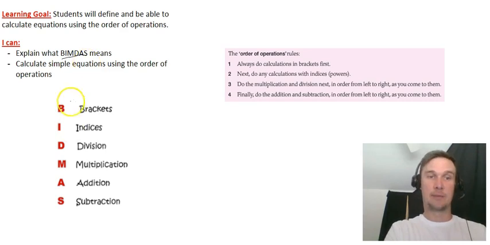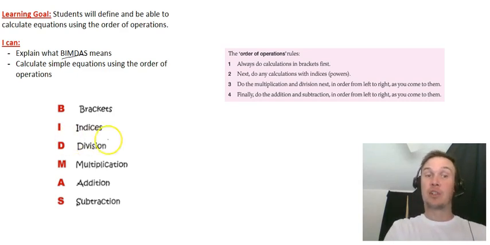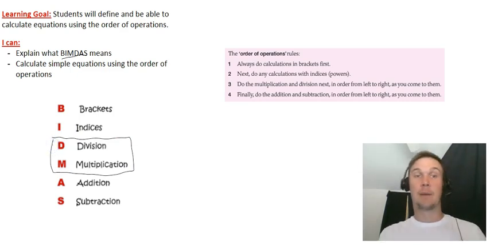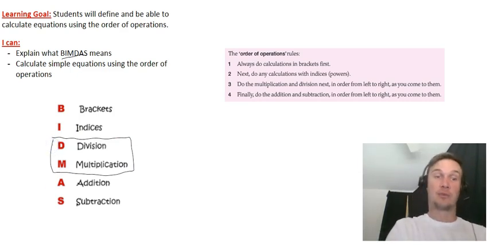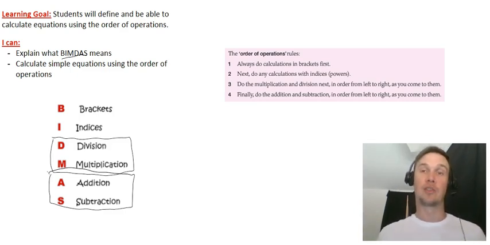In this instance, BIDMAS stands for B, brackets. The I is indices. We then have division and multiplication, and I'm going to put a square around those two there. And then finally addition and subtraction. So I'll get you to write this down in your book. It's important that you can memorize and remember this, as this helps you as we go through some of those equations, how we can order and calculate them.